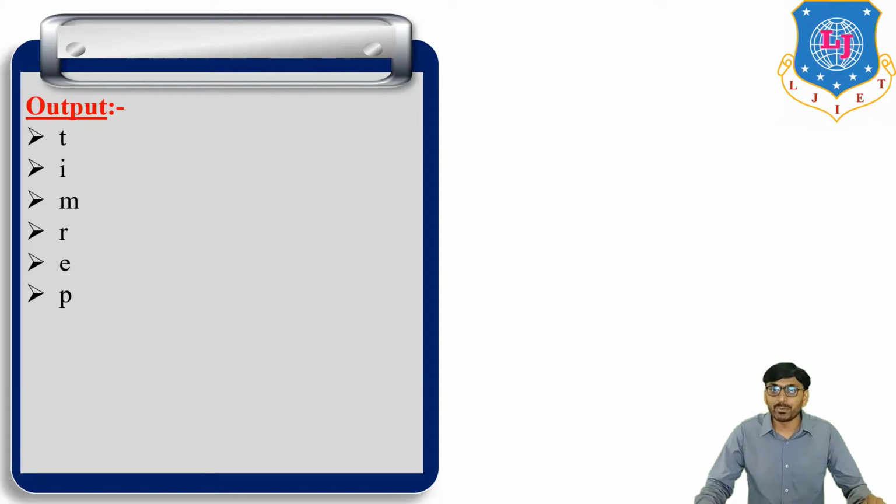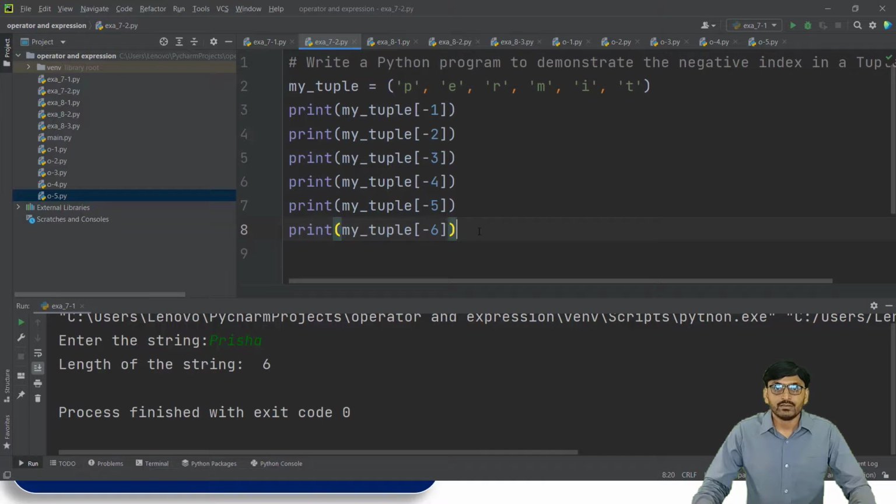Okay. Now the same program we run in PyCharm. So the same program: write a Python program to represent the negative index in a tuple. Okay. Then my_tuple is one type of tuple, and a tuple is always represented by parentheses and comma separators. So in this tuple, PERMIT are the elements of the tuple, and these are all strings. So they are represented by single quotes or double quotes.